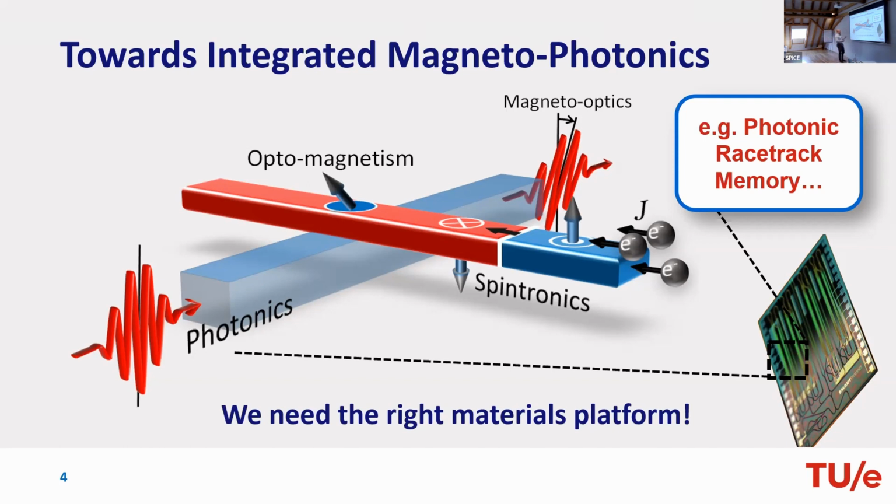So we need the right materials platform. At the moment, we are still working on ferromagnets, to be honest, on synthetic ferrimagnets, because those show nice switching, and you can get very high domain wall velocities going through. But of course, the combination using antiferromagnets might be a very nice marriage of the two fields.